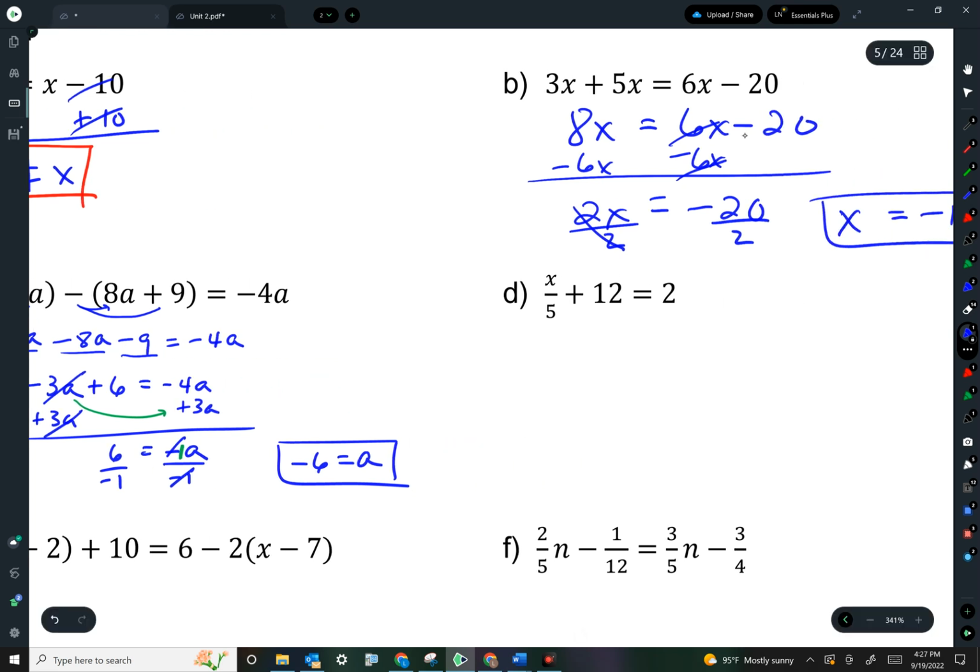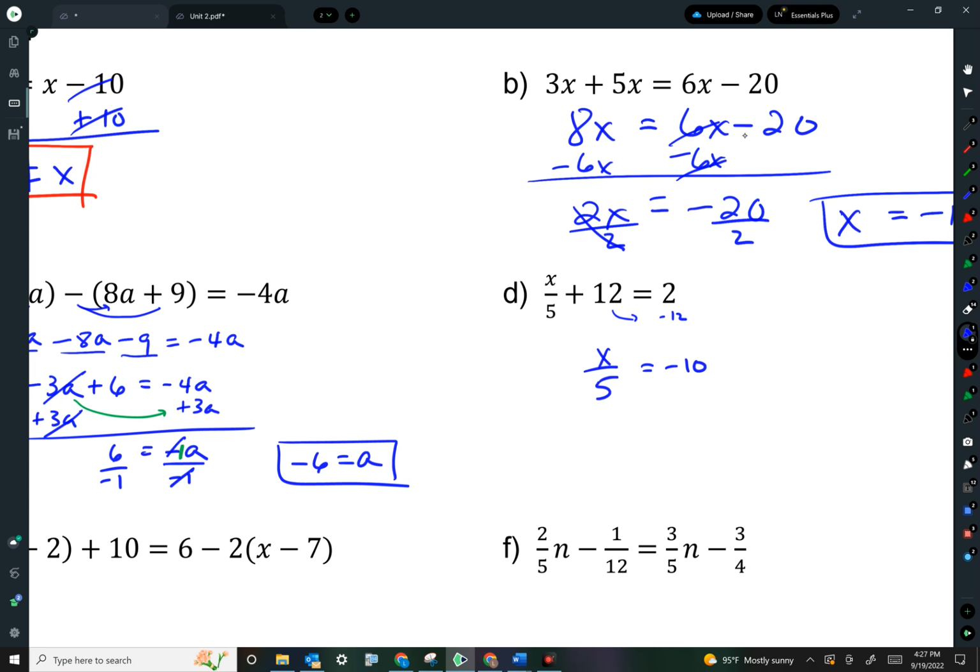So when I look at letter D, I know there's a fraction in there, but that doesn't really affect the steps. So step 1 is simplify each side. Well, there's nothing I can do to the left. I can't combine those. They're not like terms. Step 2 is get the x terms by themselves. Well, so if I get the x over 5 by itself, I'm going to be subtracting 12. So I'm going to be left with x over 5 on the left. And if I subtract 12, I'm going to end up with negative 10 on the right.